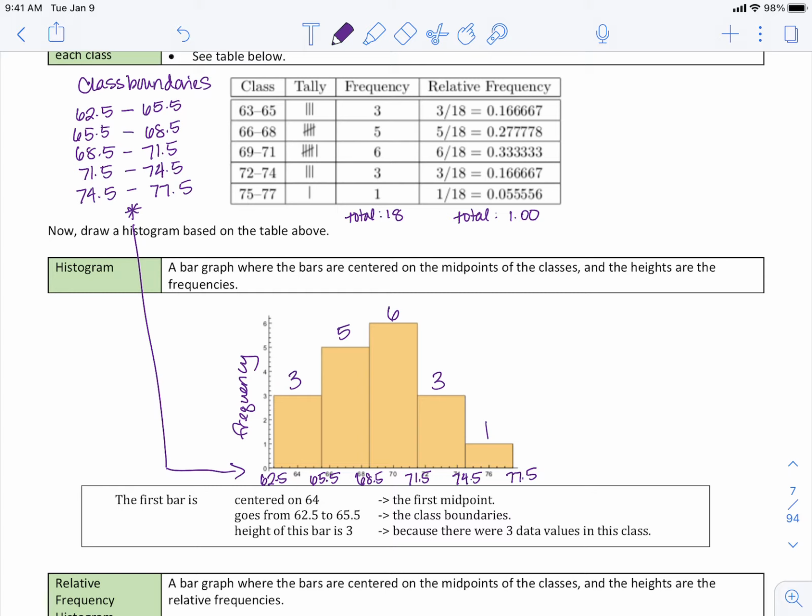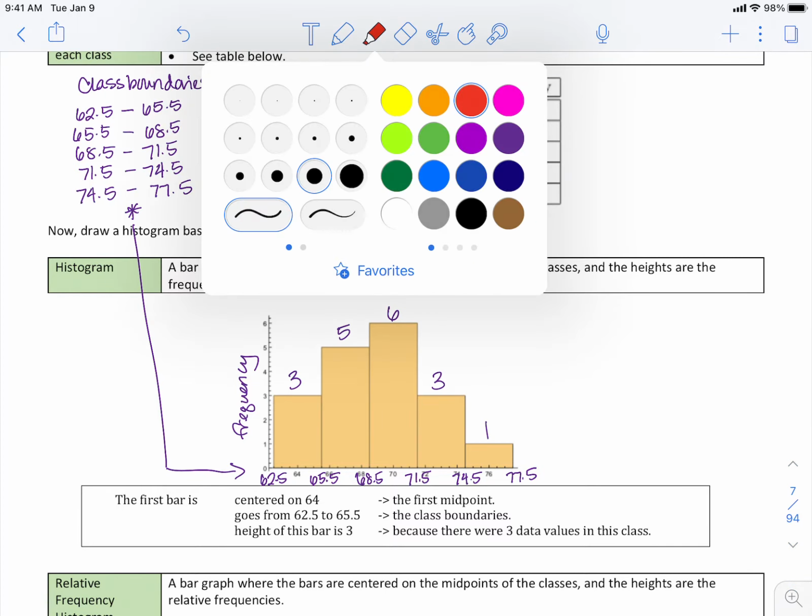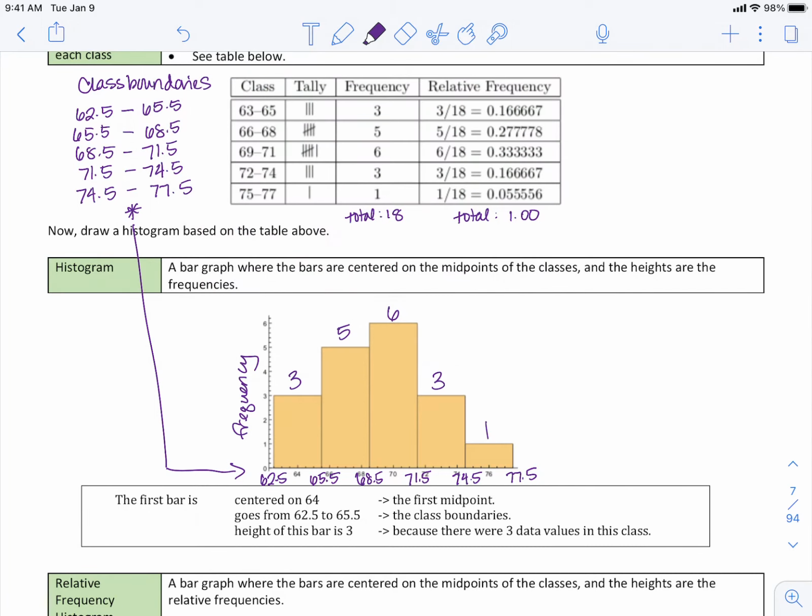So our first bar is centered on 64, goes from 62.5 to 65.5. Again, for me, this is more important, what your starting and end class boundaries are. That's what I want you labeling the x-axis with. And the height of this bar is 3.